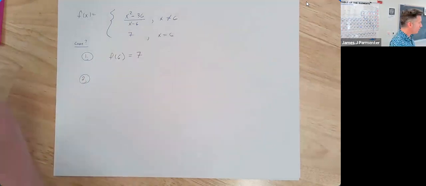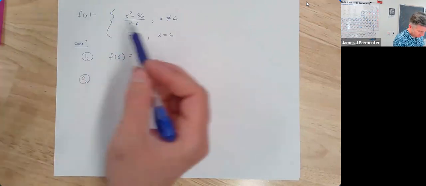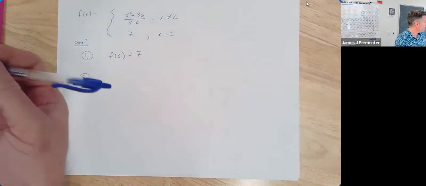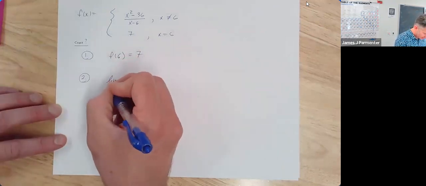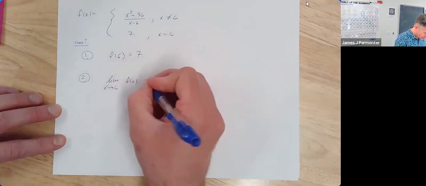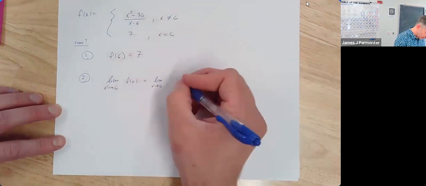So we could do a left and right hand limit, but the thing is, this function is the same on the right and left of 6. When x is not 6, that means when x is bigger than 6, or when x is less than 6, this function is x squared minus 36 over x minus 6. So we don't really have to do a left and a right. We can just say, I'm going to do the limit as x approaches 6 of f of x. And when x is approaching but not equal to 6, our function is this piece up here.